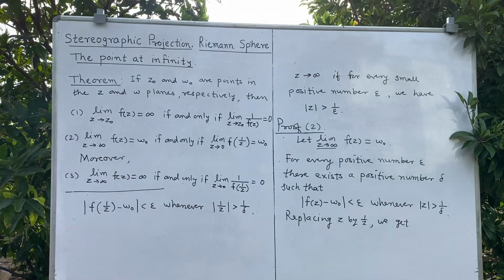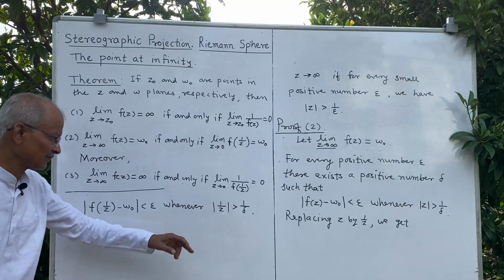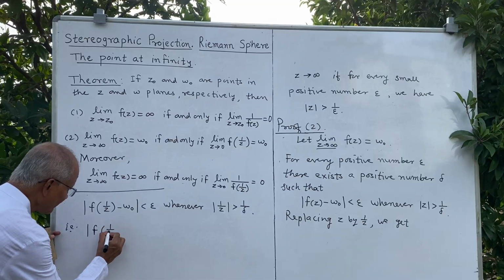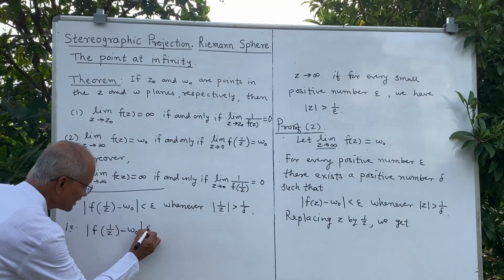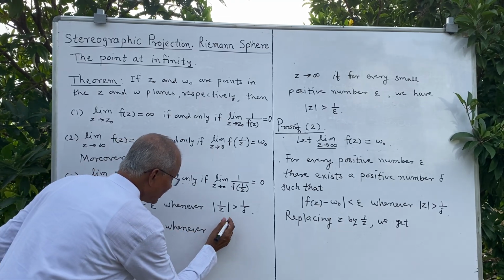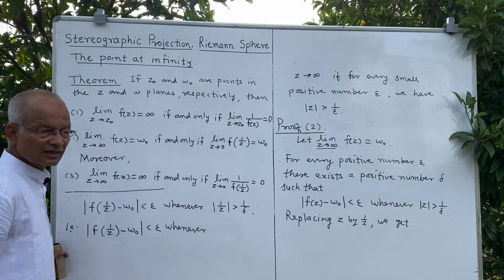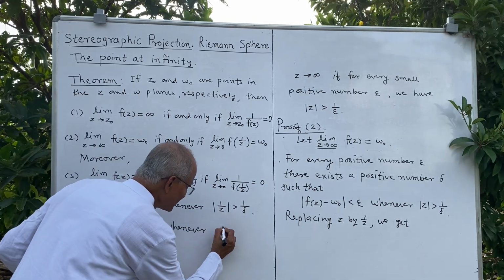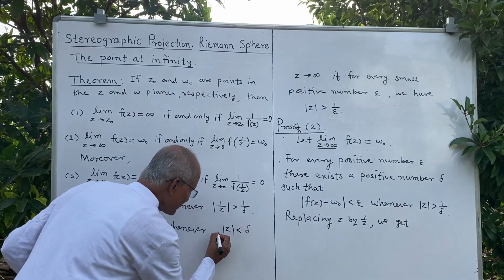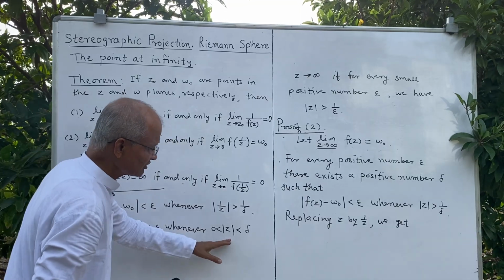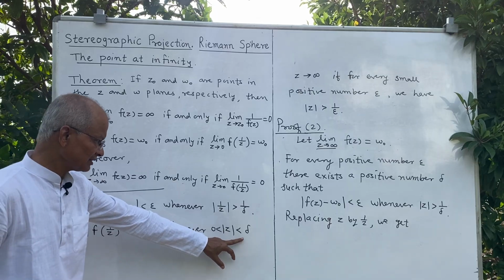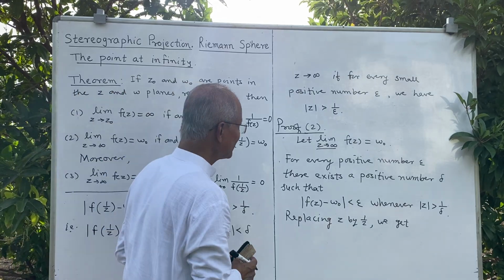And now you see this we can write as mod of f of 1 by z minus w naught is less than epsilon whenever, and take the reciprocal of this, taking reciprocal of the second inequality. If you take the reciprocal, it becomes mod z less than delta, since 1 upon delta reciprocal is delta, and obviously z is not 0 because we are taking reciprocal, so 0 less than mod z is less than delta.